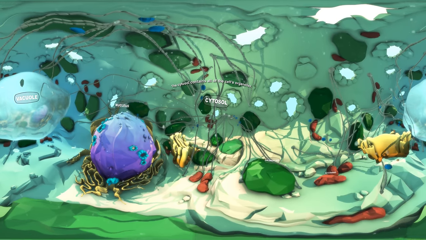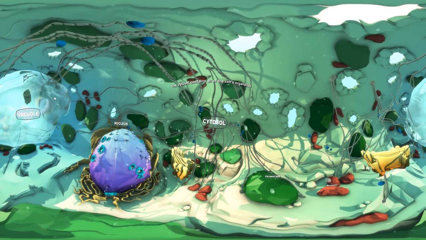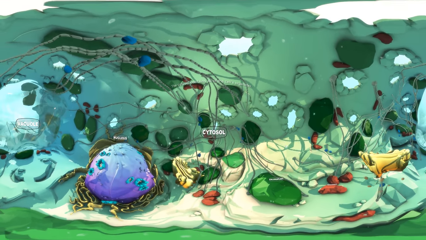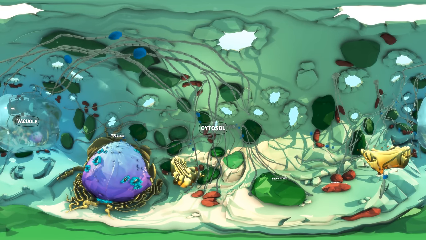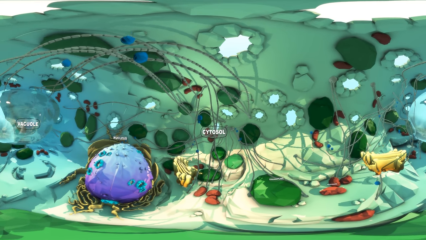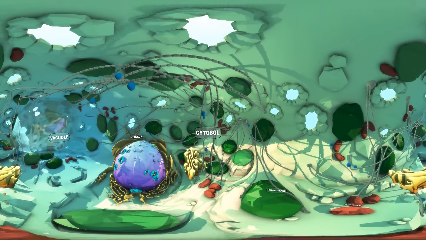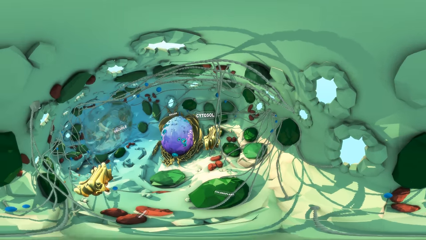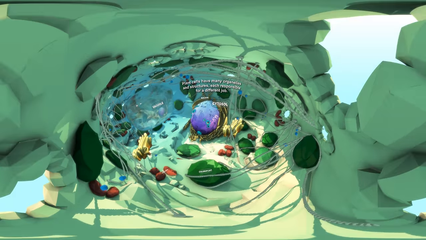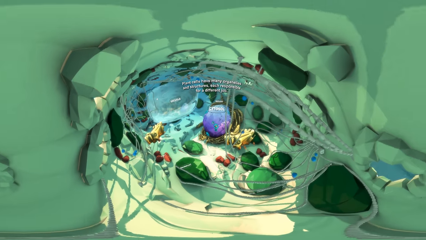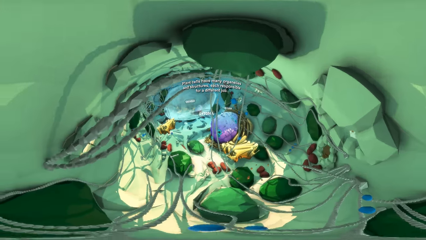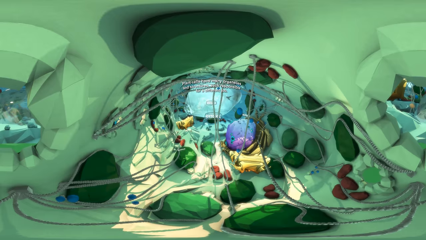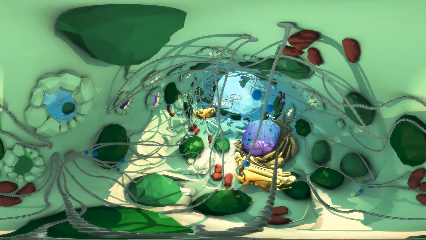All of a cell's organelles float around in the cytosol, a jelly-like substance. Take a moment to look around. A plant cell contains many organelles and structures, each of them responsible for a different job within the cell.